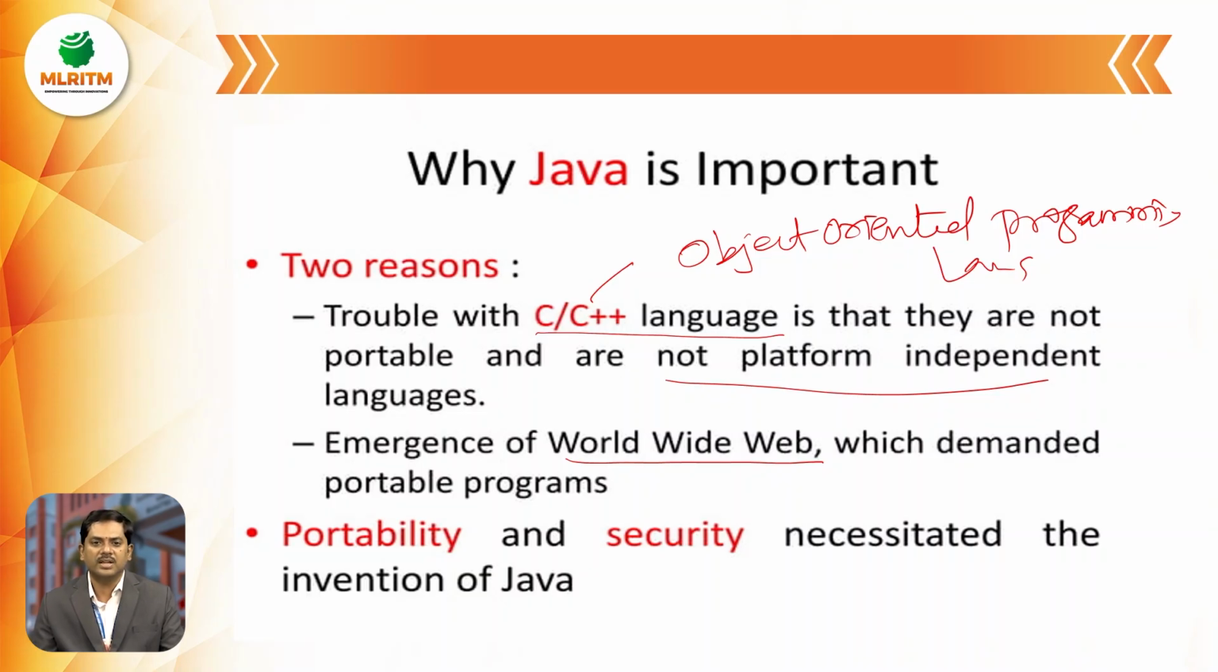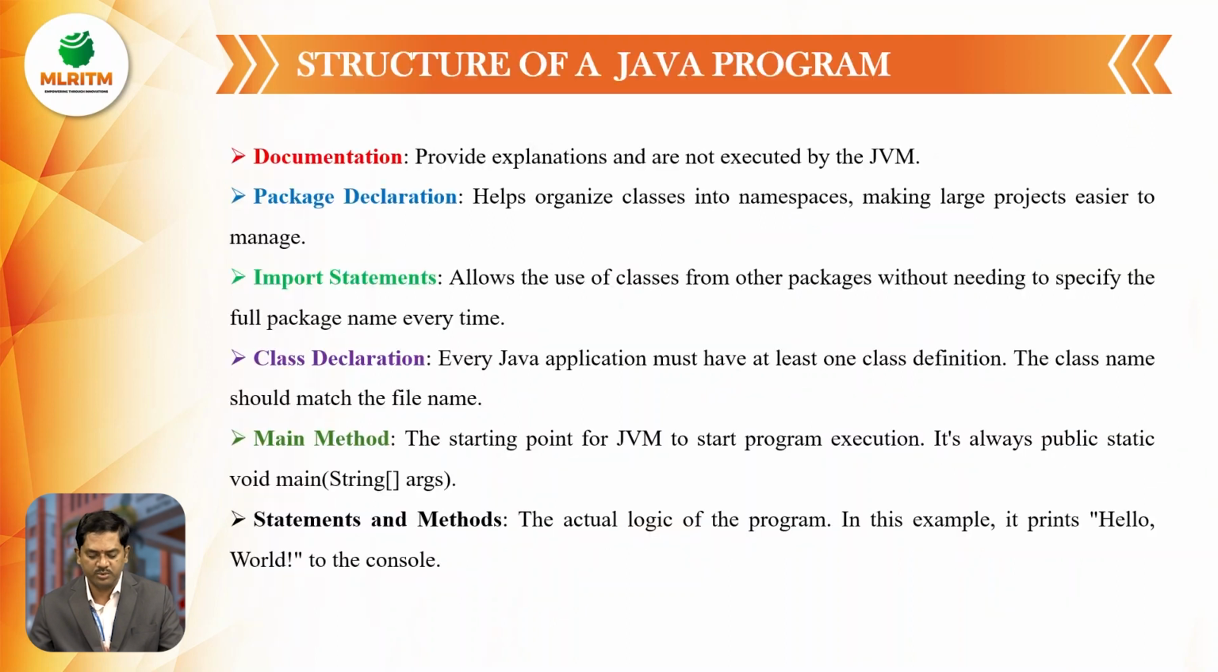In the front end, whatever we try to do, the back end is completely about programming. The front screen that we see is based on complete programming. But the other important thing is that Java is portable and very secure. These were the two reasons why Java came into existence. The invention of Java was only because of these two reasons.